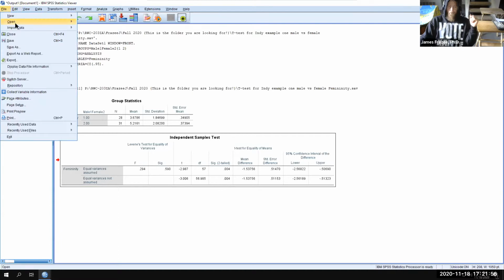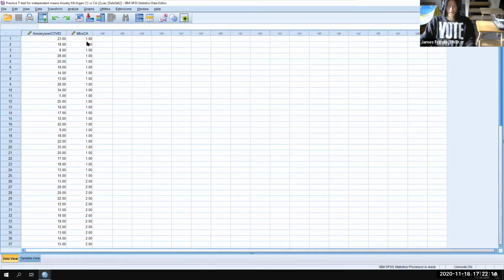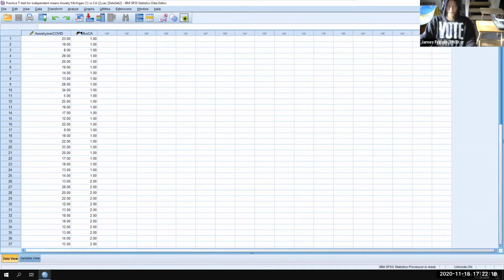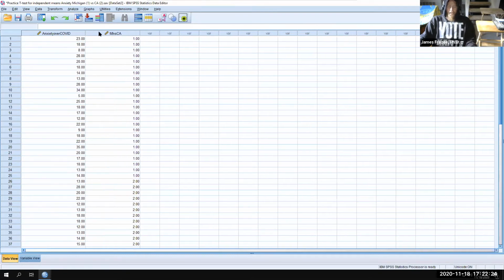So I'm going to open up a new data set. Some of my family lives in Michigan, and I think they have less anxiety about COVID than we do here in California. So I went to Michigan, and I measured all these Michiganders. That's actually what they call people from Michigan. I measured these Michiganders, and I found all their anxiety levels for COVID.